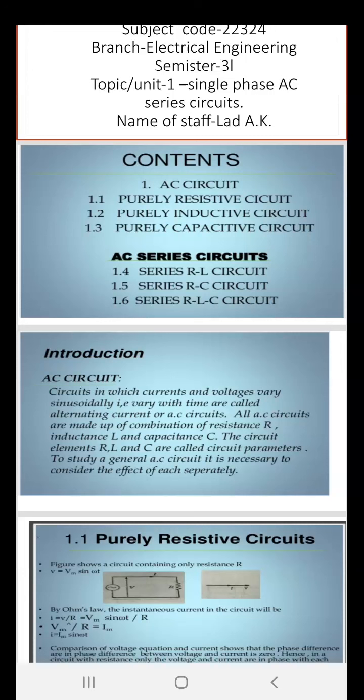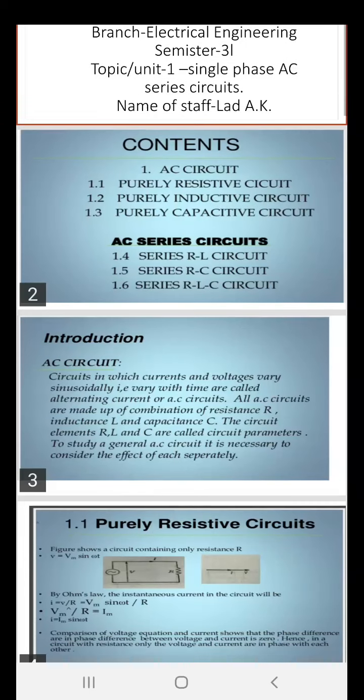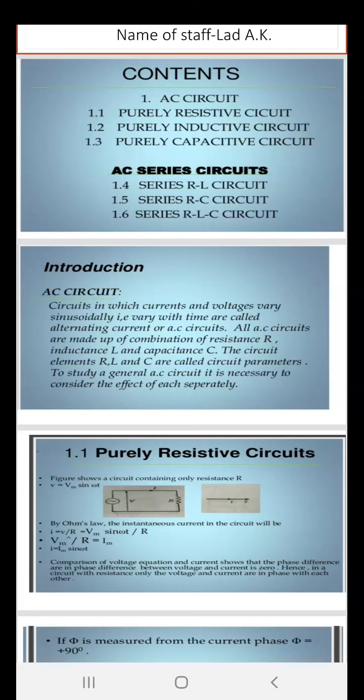All AC circuits are made up of a combination of resistance, inductance and capacitance. The circuit elements R, L and C are called circuit parameters. To study a general AC circuit, it is necessary to consider the effect of each separately. Firstly, we study the purely resistive circuit.